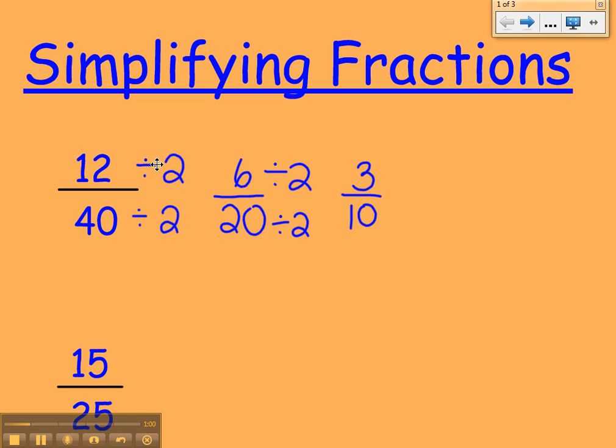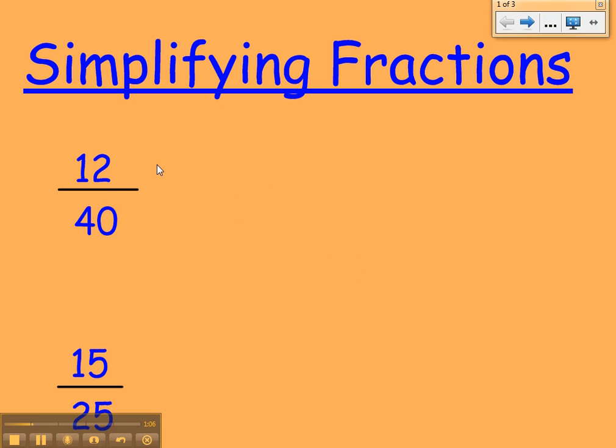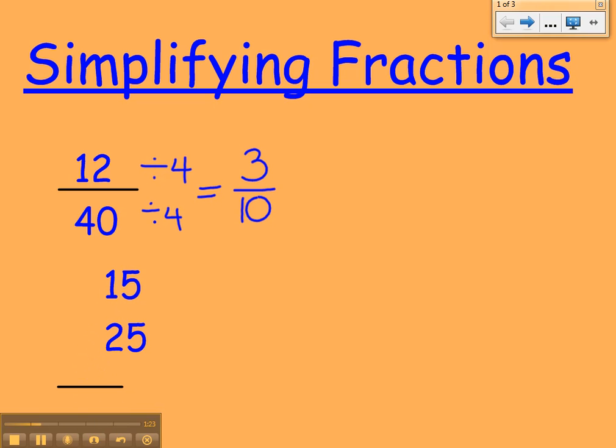Now some of you might be thinking, isn't there an easier way to do that? There is. If I take my number to start with, and I recognize 4 can go into both of those, if I divide both of them by 4 to start, 12 divided by 4 is going to be 3, and 40 divided by 4 is going to be 10. I can get to my right answer in just one step. The bigger the factor you can find, the fewer steps you have.